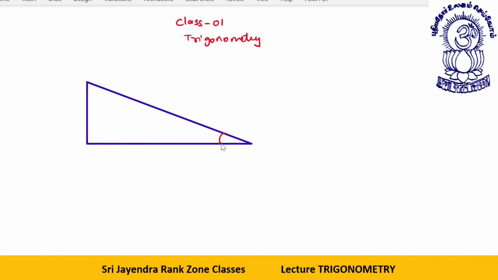Here we take an angle theta. The side opposite to theta is called the perpendicular. The side opposite to 90 degrees is called the hypotenuse. I am writing it: perpendicular. Then the remaining side is the base, and this is denoted by B.